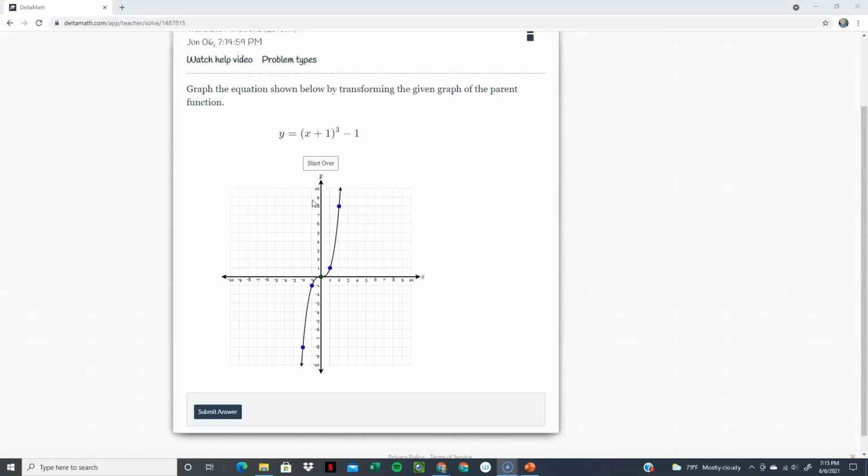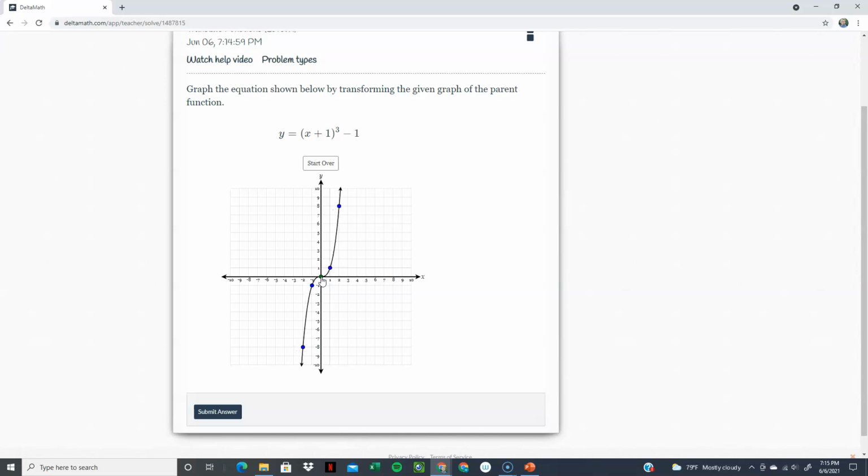So here we have a cubic function. We have this plus 1 inside the function. It's inside the part being cubed. So that means shift left. So you want to, again, reference your table on these. And then we have minus 1 outside the function, outside the part being cubed. So it's outside the function. So that is a shift down 1 unit.